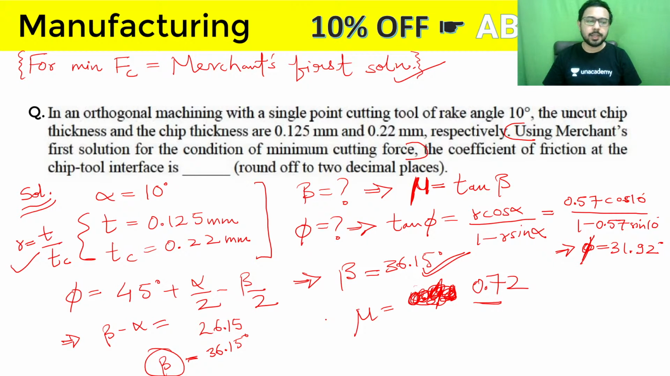So in this question what we learned here is that first of all, Merchant's first solution is used for the condition of minimum cutting force. We also learned that this type of question doesn't require that much thinking. We just have to use the Merchant equation when it is provided, and if we are not able to find the values of alpha and beta from any other way. And here, since we are not able to find the value of alpha and beta in any other way, we are just moving on and using Merchant's first solution to calculate that.